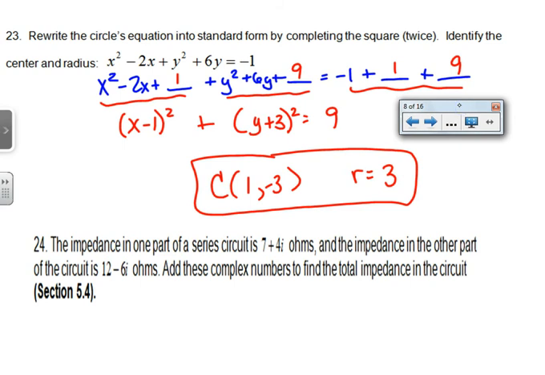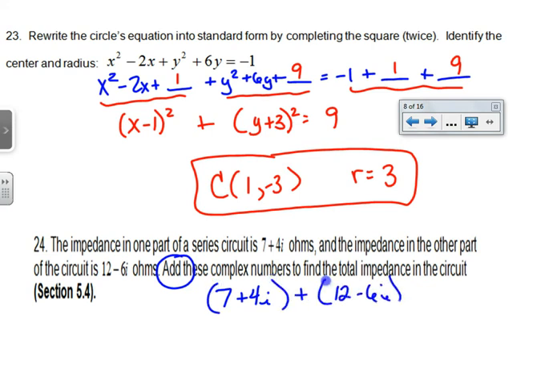This question looks complicated because it's the electricity stuff with the impedance, but all they tell you to do is add these complex numbers together. So it's really a very easy question. You're just adding 7 plus 4i. If you want to put it in parentheses, that's fine. And then you're adding 12 minus 6i. So, whoops, you're adding your like terms together, basically.